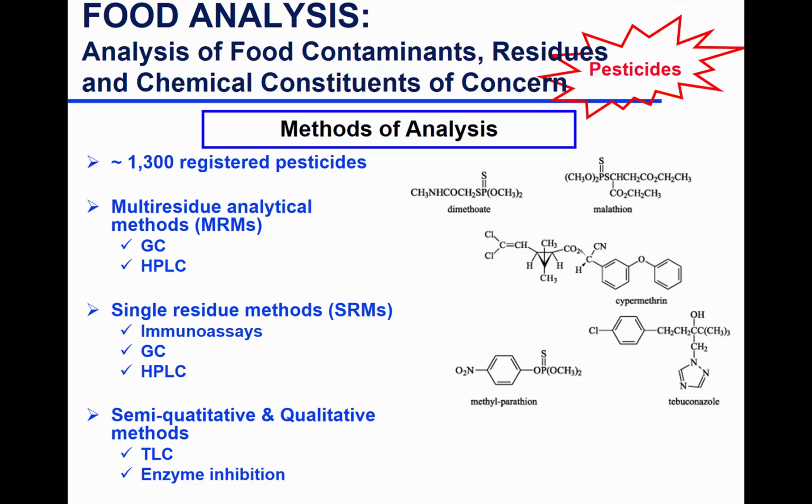And they are analyzed, like I said, using multi-residue analytical methods or single residue methods. The single residue methods are often used just to determine the level of tolerance. Semi-quantitative methods include thin layer chromatography and enzyme inhibition, because often your pesticides inhibit the enzymes in the pests. So they've designed assays to determine the presence of pesticide based on the ability to inhibit that particular enzyme.